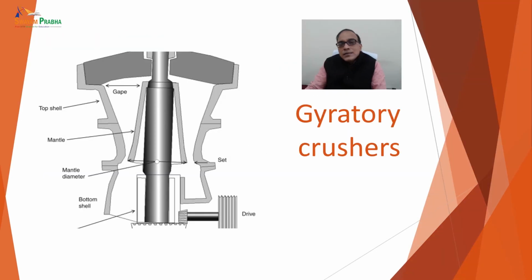Now let's see the diagrammatic representation of the gyratory crusher. The top shell, you can see the mantle here. The mantle diameter is there, and the bottom shell is there. The setting can be done here. Please learn this diagram, and you can show with the help of a ray diagram how the working is done, and this is the gap in which we are going to crush the material in the gyratory crushers.